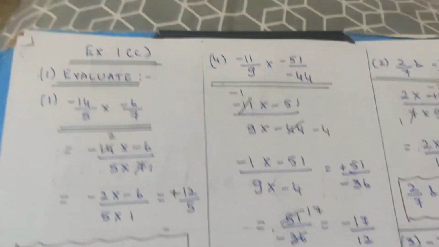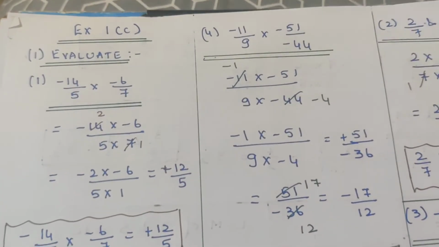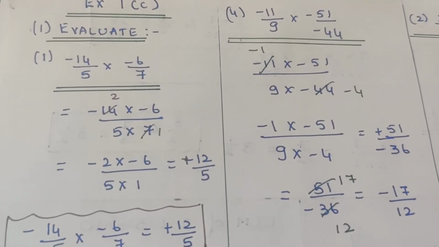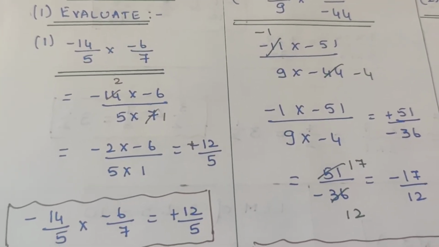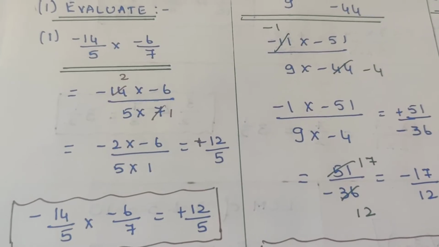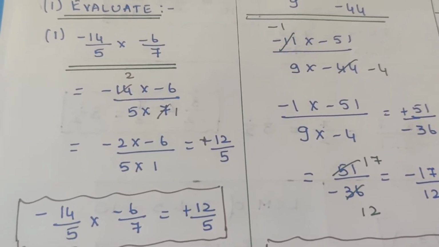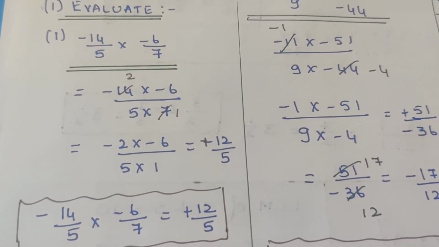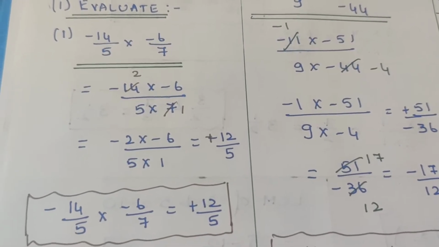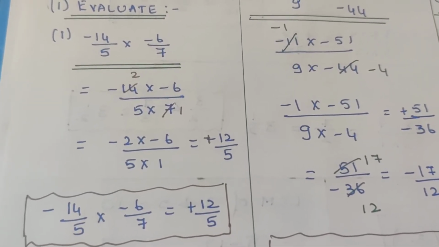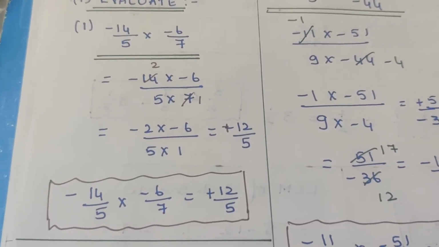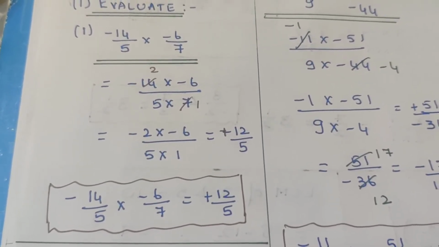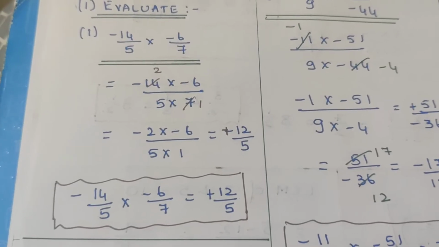Now, I'm moving on to the exercise. It's all pretty easy. Evaluate the first question. Minus 14 by 5 into minus 6 by 7. That is minus 14 into minus 6 by 5 into 7. Guys, I've used a color pencil to cross out the required terms. So it becomes minus 2 into minus 6 by 5 into 1. That is plus 12 by 5. Therefore, minus 14 by 5 into minus 6 by 7 is equal to 12 by 5. Hope this is clear.